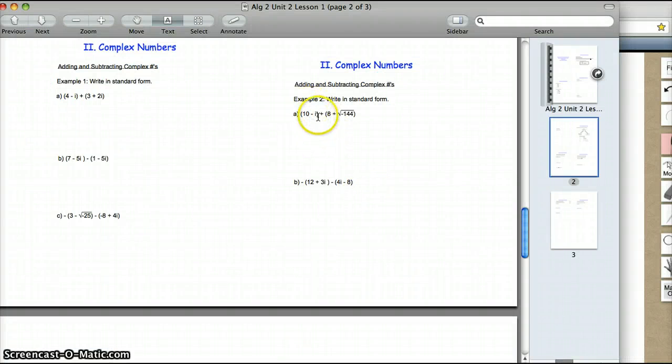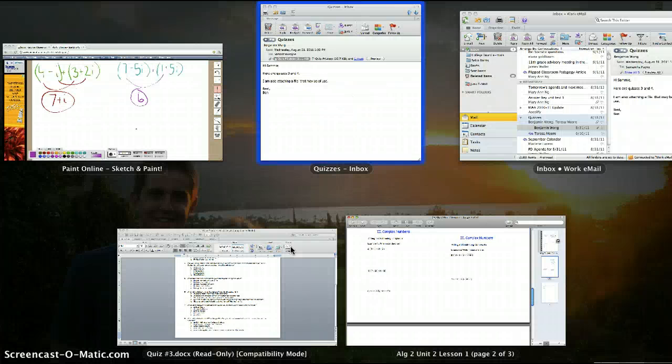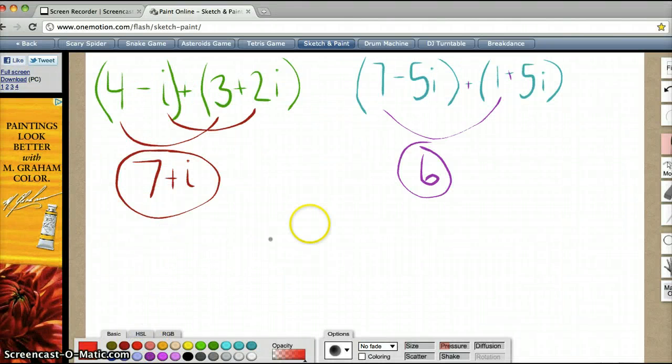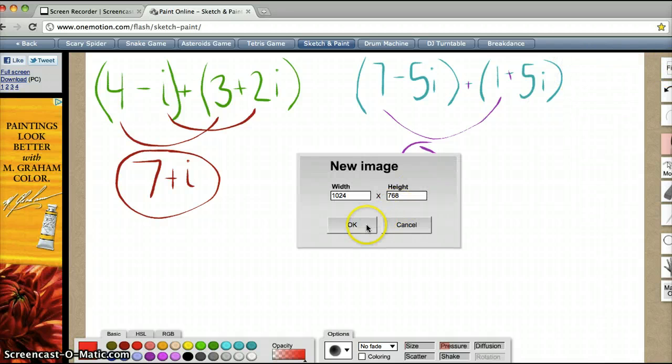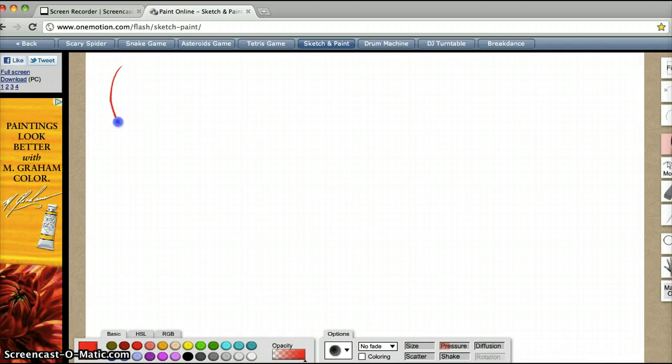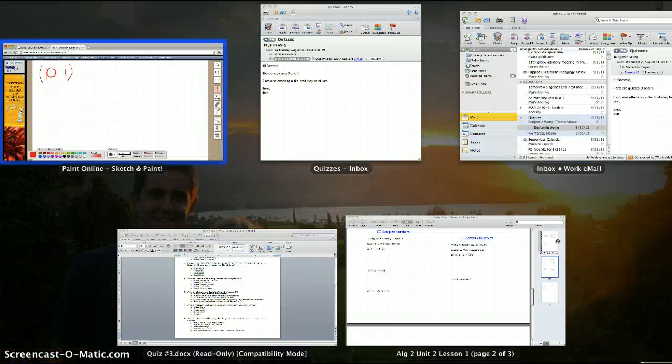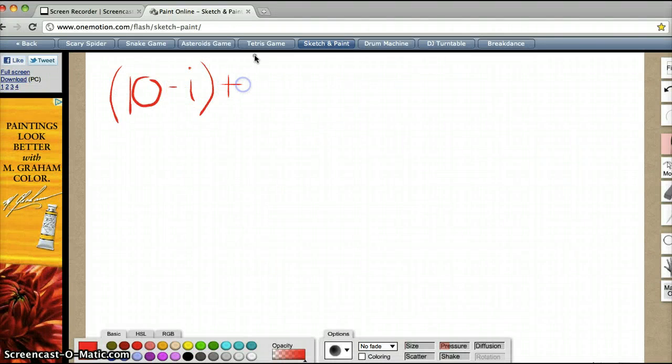Let's go over here to example 2. So we're still adding and subtracting numbers, but we've got this square root over here. So let's try this one. It says 10 minus i plus 8 plus the negative square root of 144.